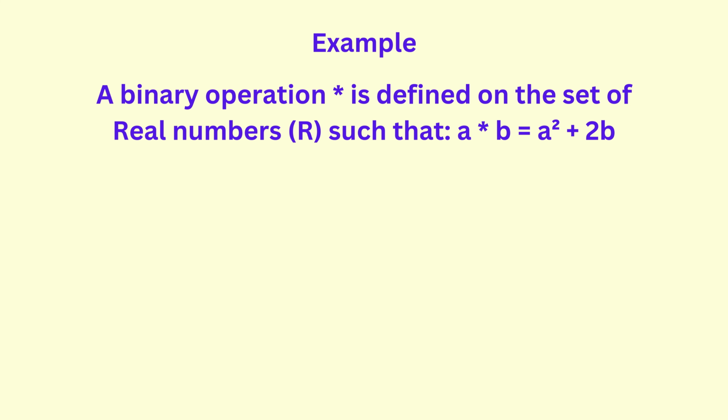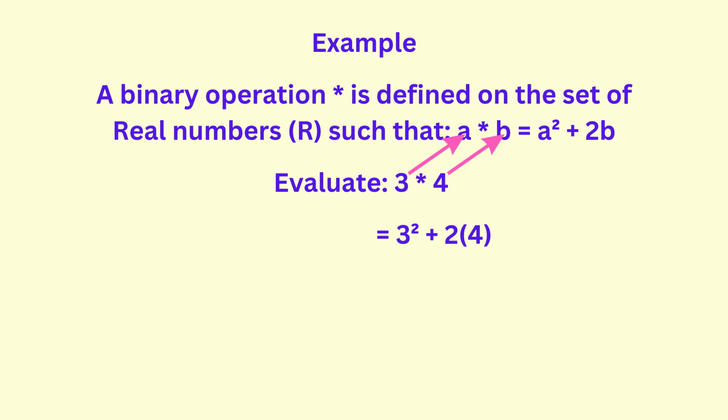Notice the operation is instructing us to square the first number a and add the result to 2 times the second number b. So evaluating 3 star 4, we replace a with 3 and replace b with 4. So we square the 3 and add 2 times the second number 4. Now 3 times itself is 9, and 2 times 4 is 8. 9 plus 8 equals 17. So this binary operation star combines 3 and 4 to produce 17.